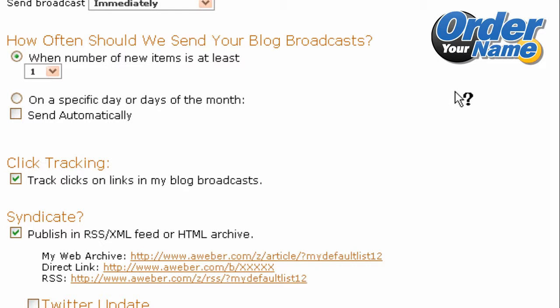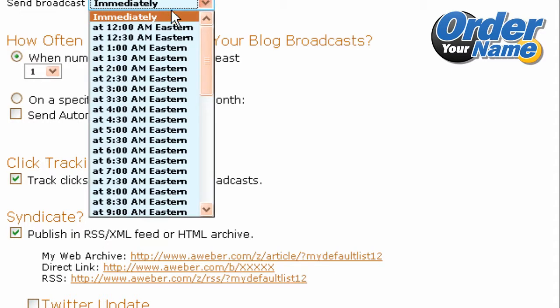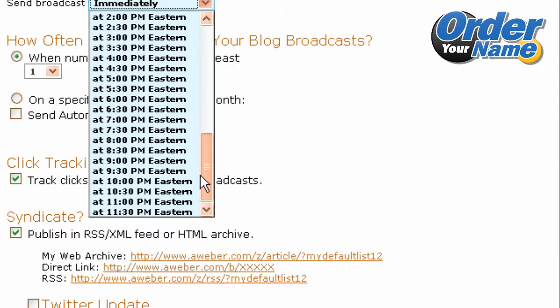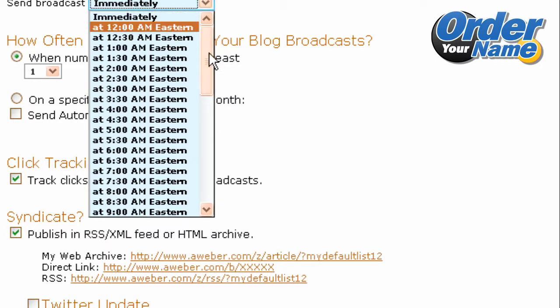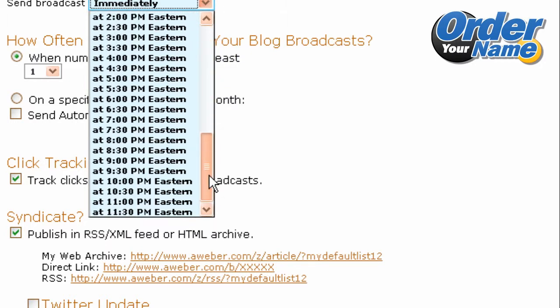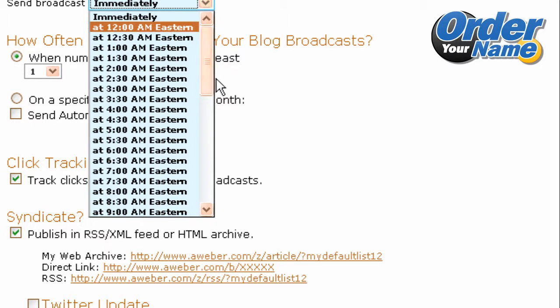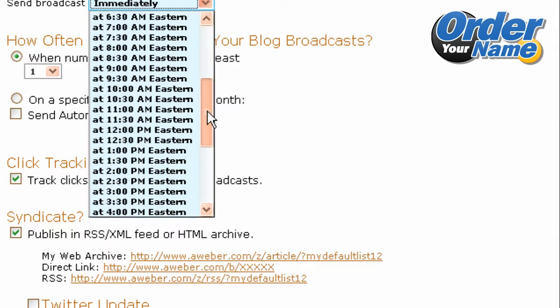So you definitely have a lot more options using the Aweber blog broadcast service. To start off, I'm going to select the send time. I can either choose to send immediately or at only a particular time. A lot of marketers say that there are particular times in the day when your emails would get opened much more than other times.